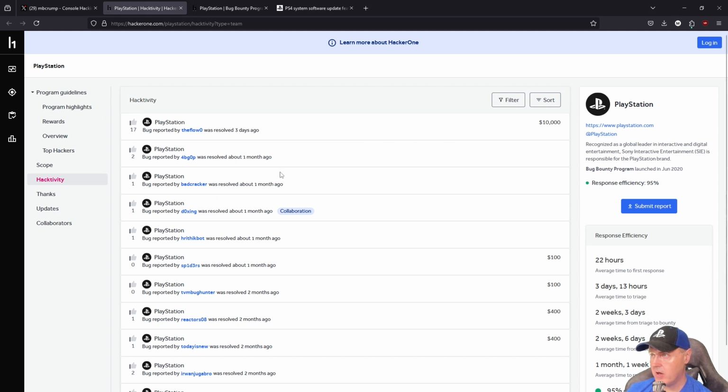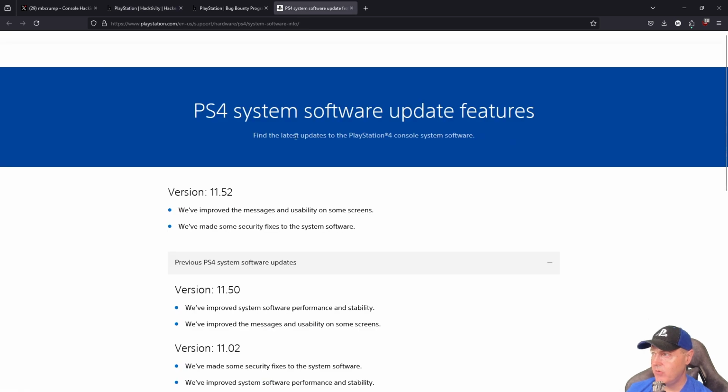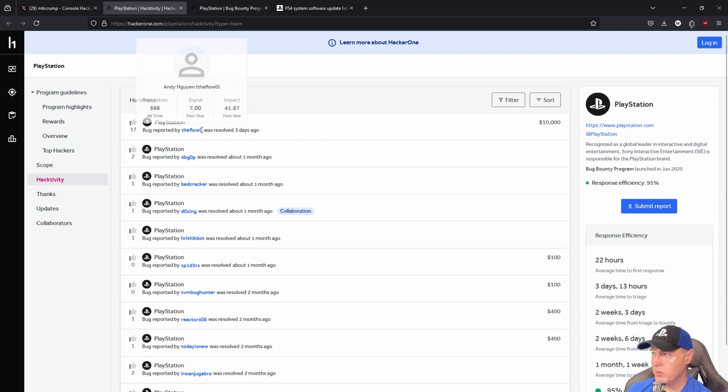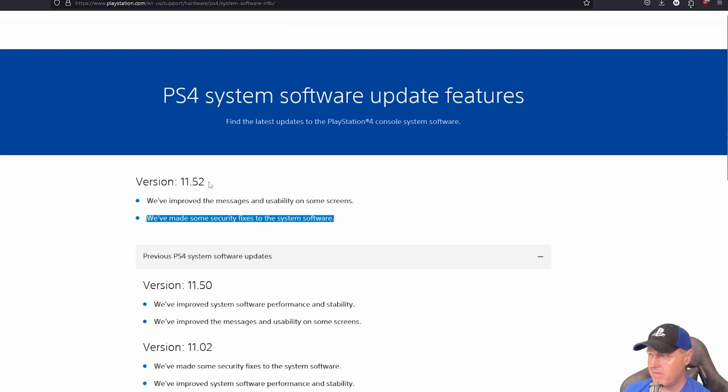Going back to the original page here, one thing that we absolutely do know is that when Sony resolves these, it absolutely means that it is patched. This has happened multiple times, and we can see this one. Obviously, it was saying it happened 3 days ago. And then if we jump over to the PlayStation 4 section here, we can see that right here we have 11.52. And again, it does have this message, we've made some security fixes to the system software, which you could say is exactly what this is. And I do believe that this 11.52 is obviously where they have patched it.